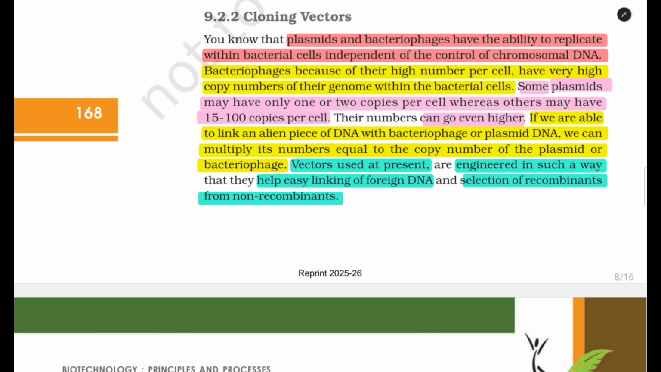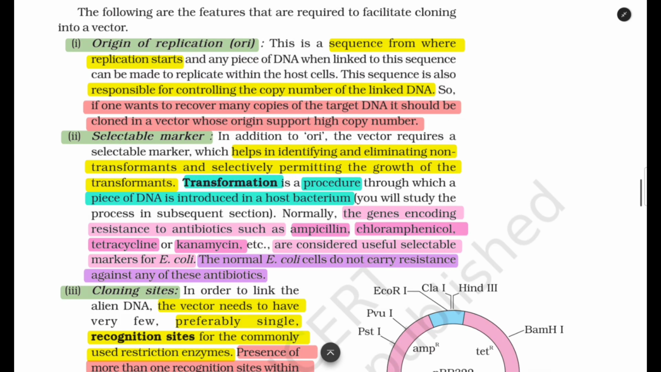If we are able to link an alien piece of DNA with bacteriophage or plasmid DNA, we can multiply its number equal to the copy number of the plasmid or bacteriophage. Vectors used at present are engineered in such a way that they help easy linking of foreign DNA and selection of recombinants from non-recombinants. The following are the features that are required to facilitate cloning into a vector.